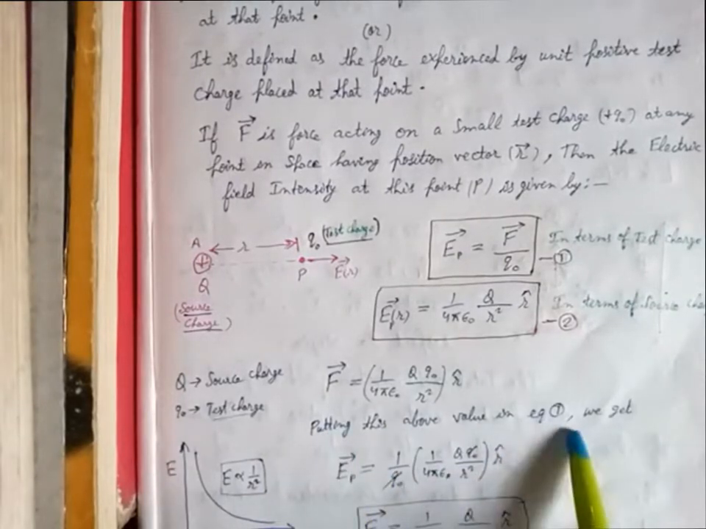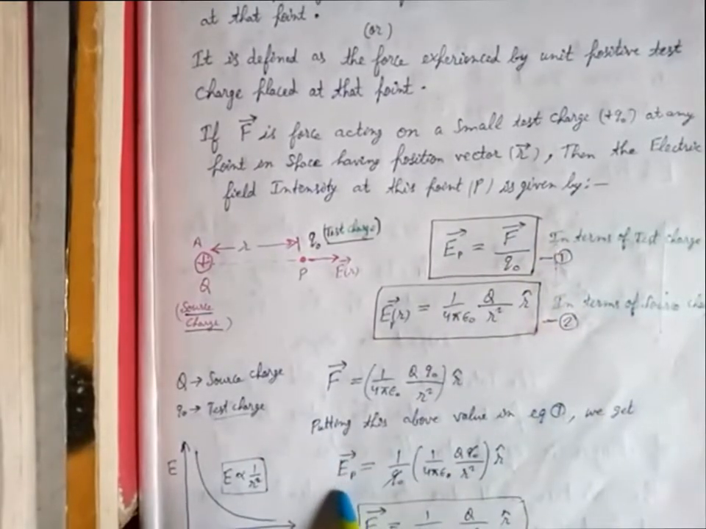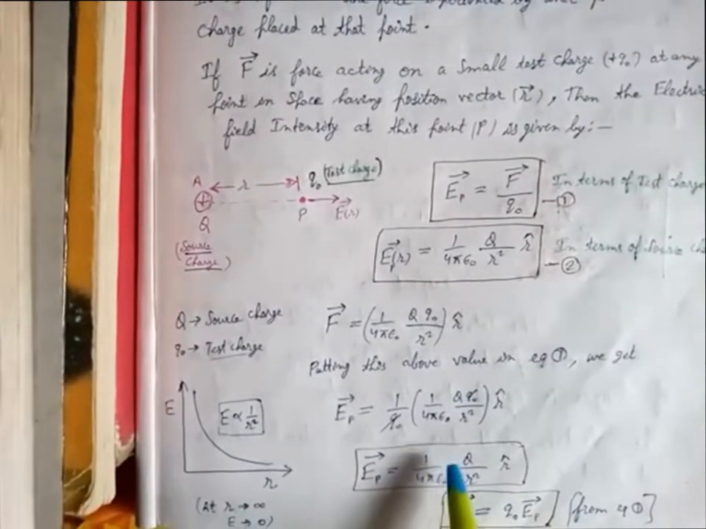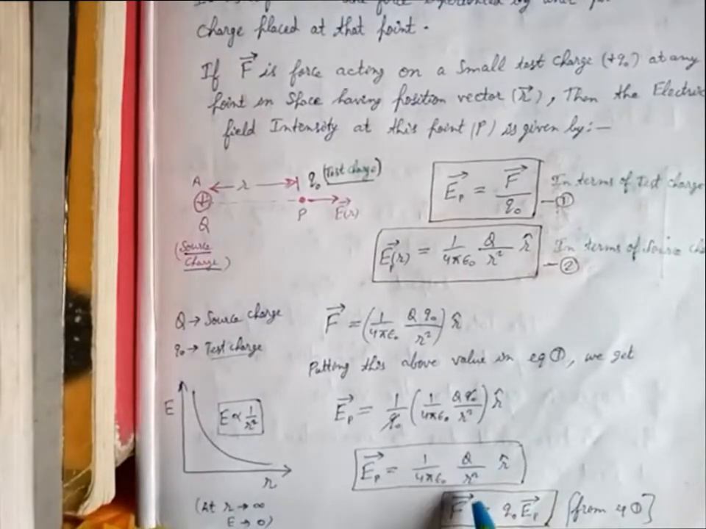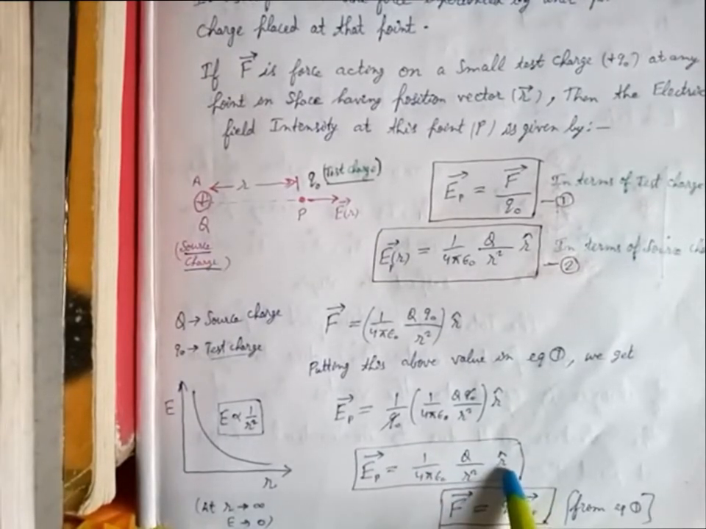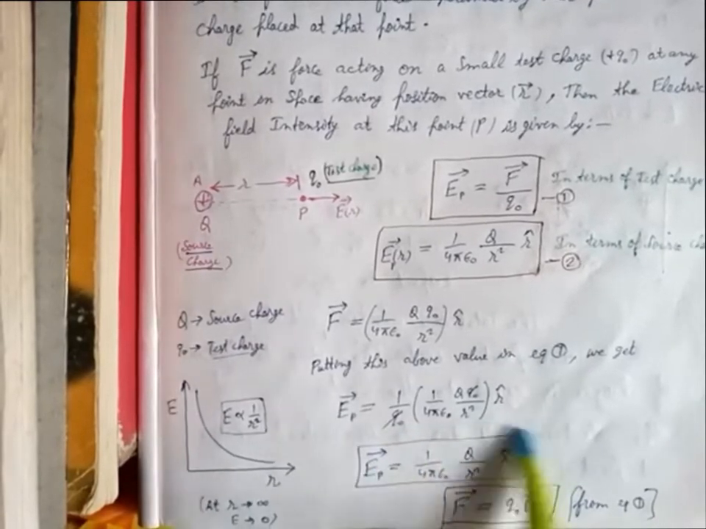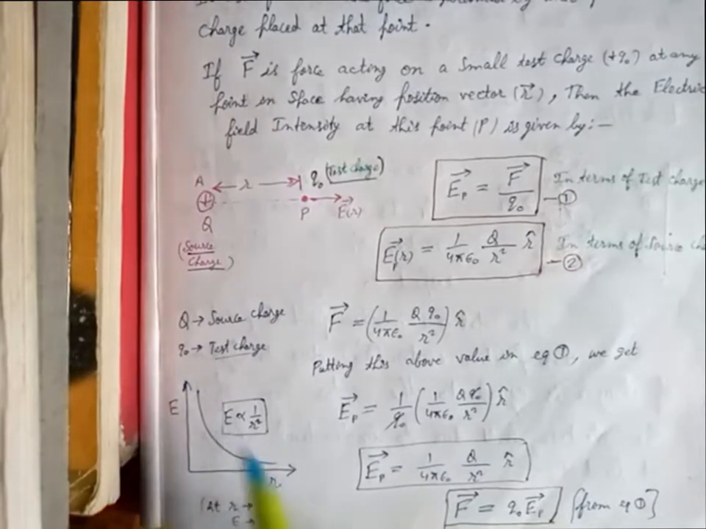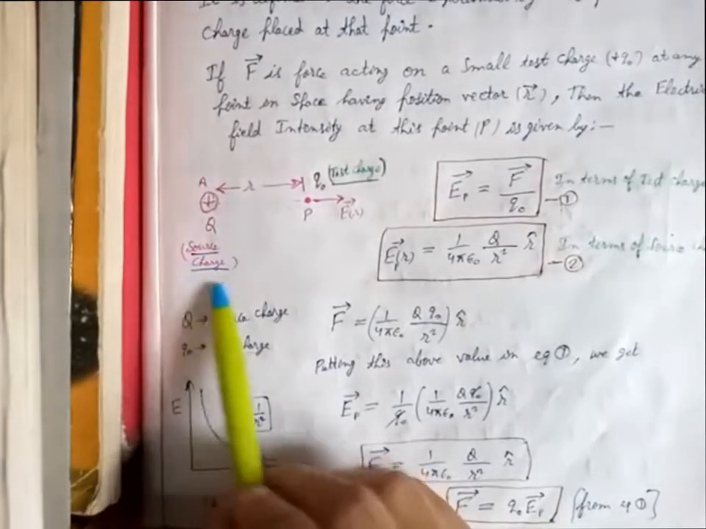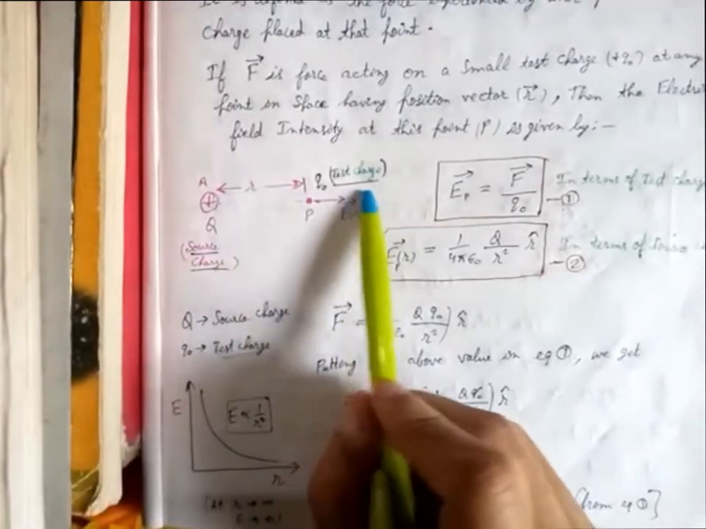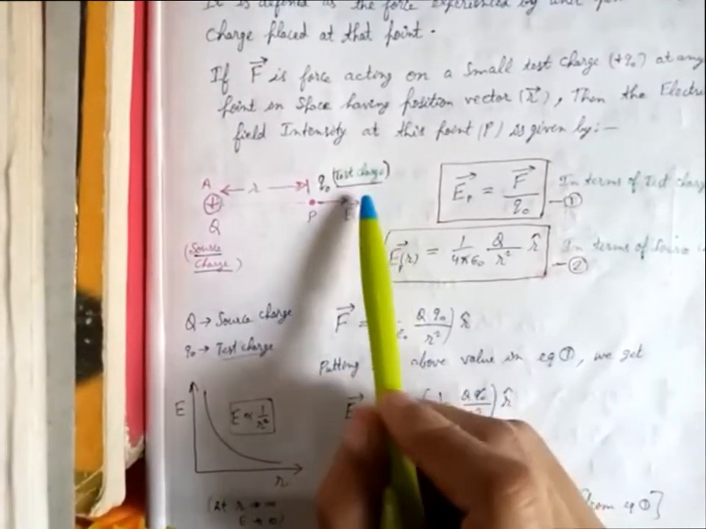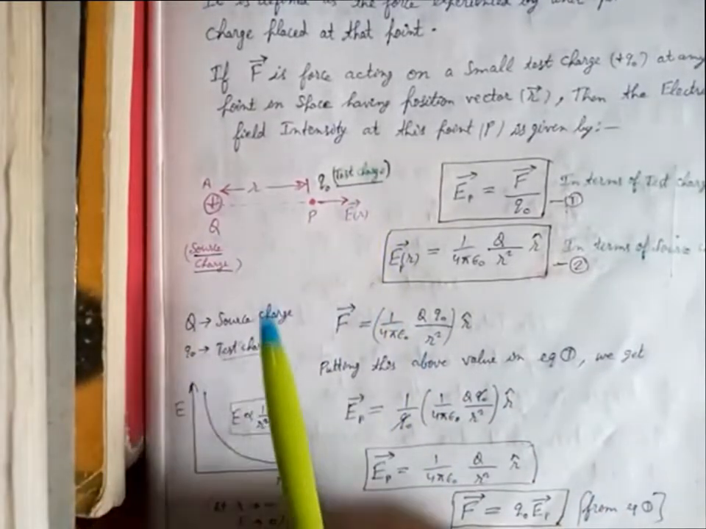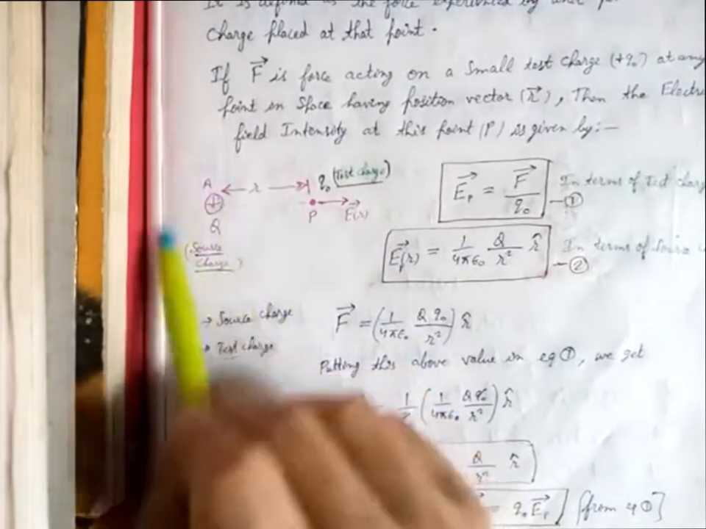This is the electrostatic force between the source charge and the test charge. By putting this value in equation 1, we will get the value of the electric field as EP is equal to 1 by 4 pi epsilon naught, capital Q by R square into R cap. So this is the value of the electric field in terms of the source charge. And one thing to be noted is that the source charge is very large in comparison to the test charge, because the test charge is very small and its effect is neglected. So the field is created due to this source charge around its space.